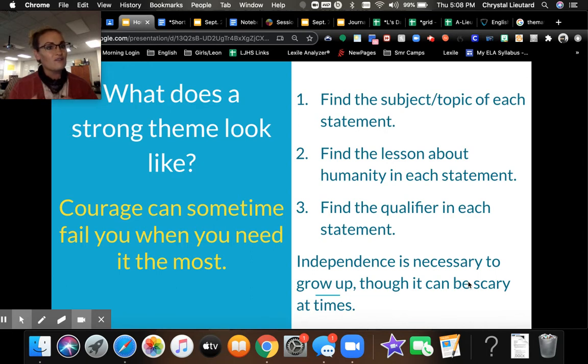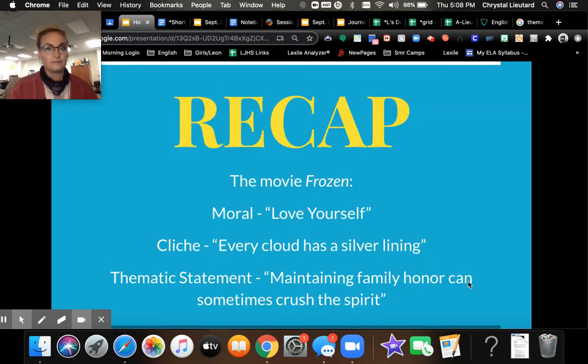And you need to make sure you have a qualifier. A qualifier is like the word sometimes, can, may, could. Those are qualifiers. They keep you from making those statements like all or everyone, right? You need a qualifier. So another strong theme would be independence is necessary to grow up, though it can be scary at times. We have the word can, a qualifier.